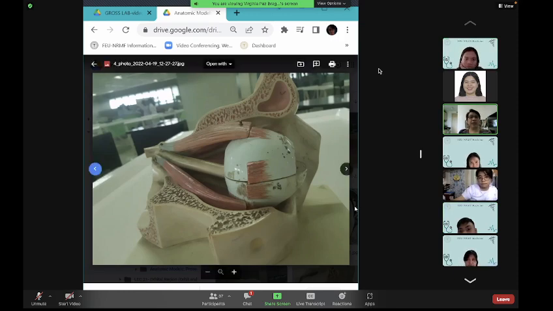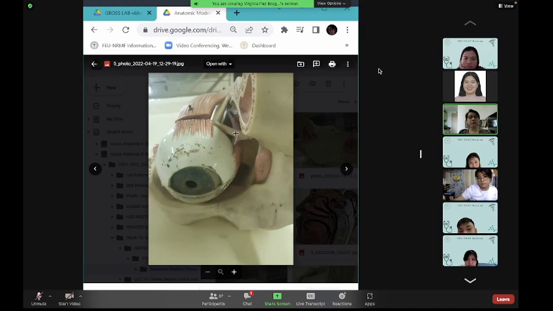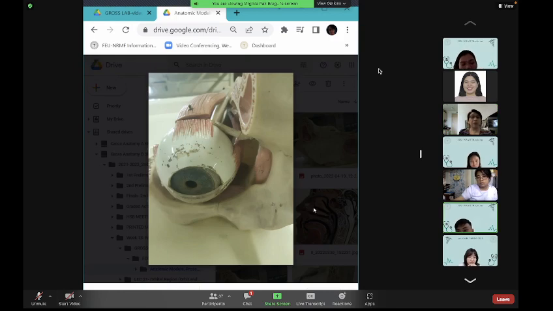Okay. Next. So you have here the trochlea. So what is this muscle? Ay, sorry. The trochlea is in relation to what muscle? Extraocular muscle. Superior oblique. Okay? Superior oblique because of the trochlea. Ano ngayon yung innervation ng superior oblique? Cranial nerve 4. SO4.